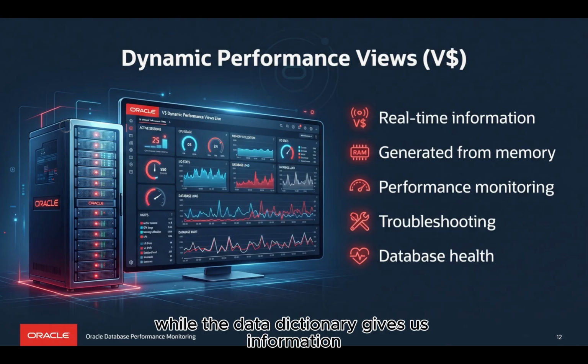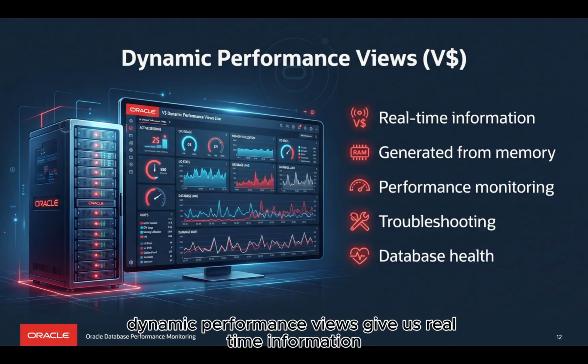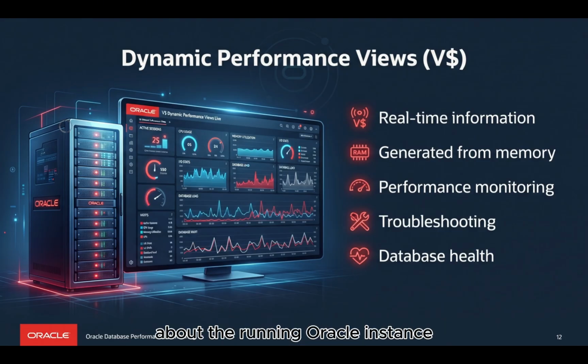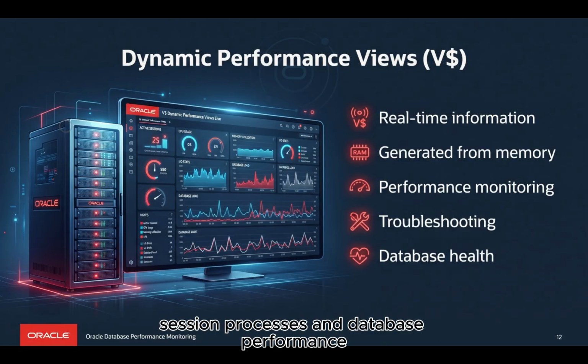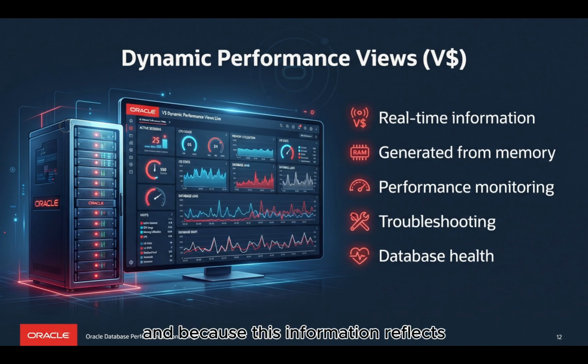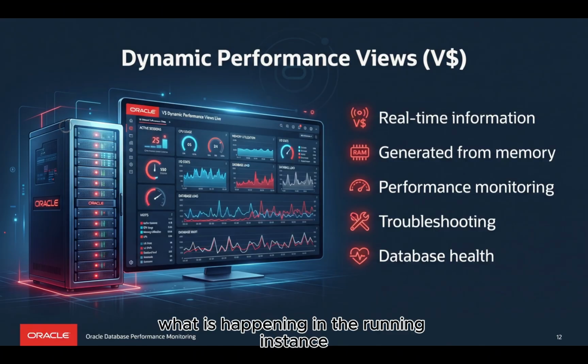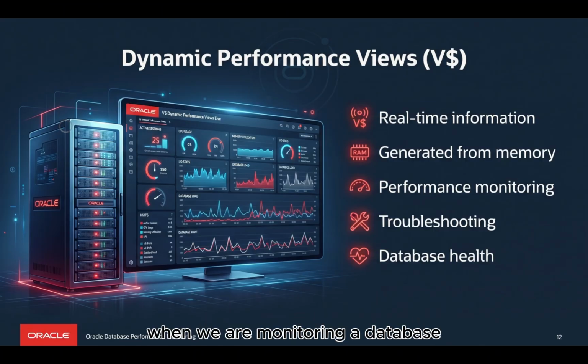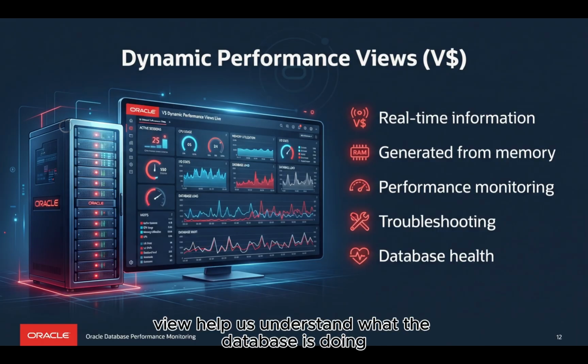While the data dictionary gives us information about the database, dynamic performance views give us real-time information about the running Oracle instance. These views provide information about the current state of the database. We are talking about things like memory, sessions, processes, and database performance. And because this information reflects what is happening in the running instance, these views are extremely useful when we are monitoring a database or troubleshooting a problem. So if the data dictionary helps us understand the database, the dynamic performance view helps us understand what the database is doing right now.